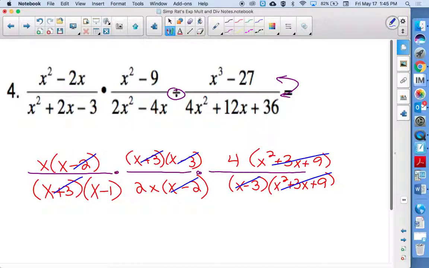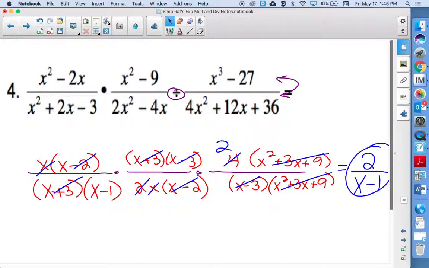Anything else? The 4 and the 2 simplify. Yeah, there we go. So the only thing left on the top is a 2. The only thing on the bottom is x minus 1.